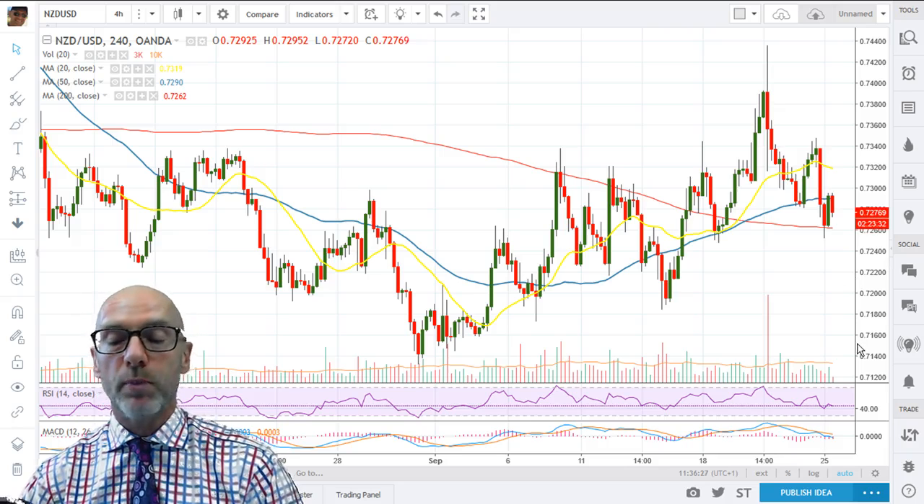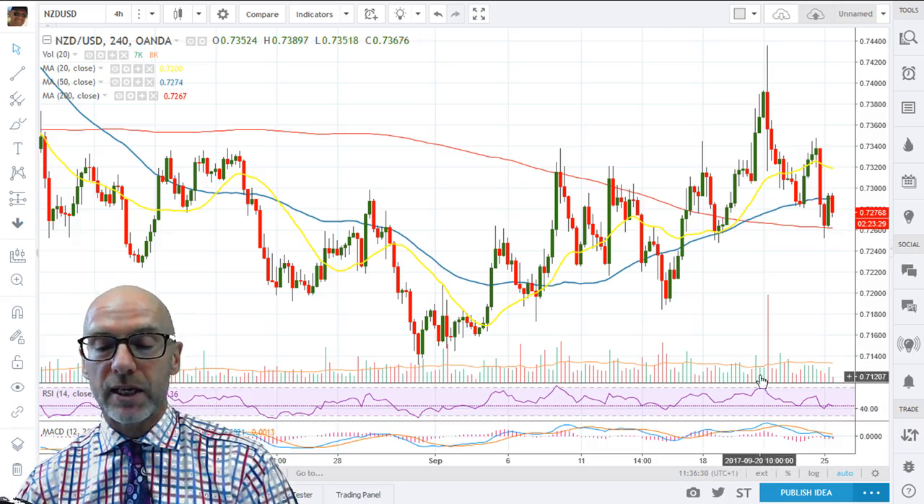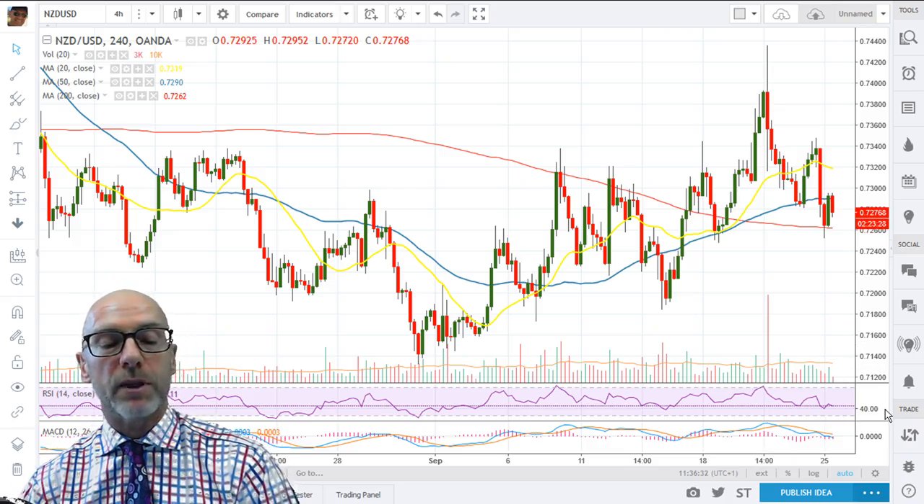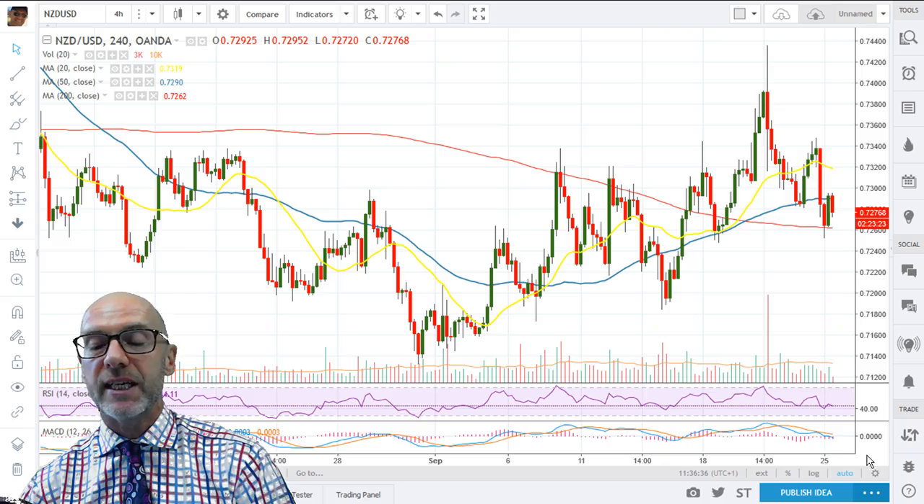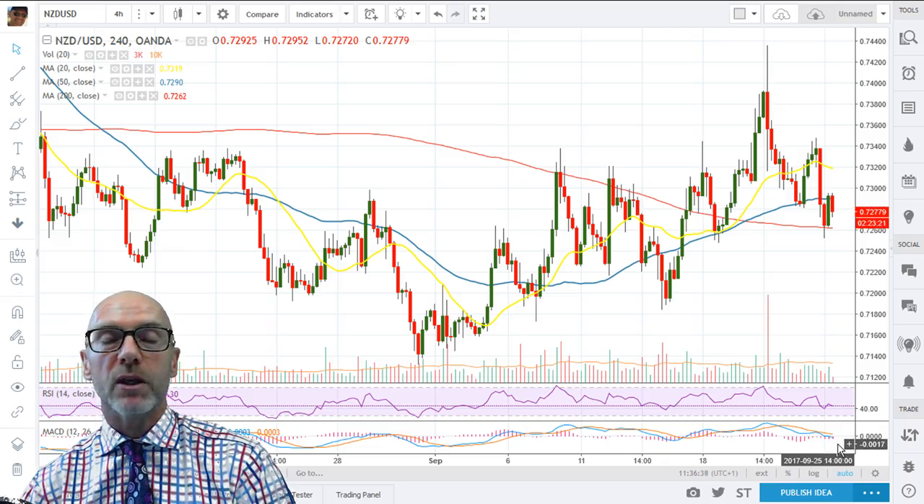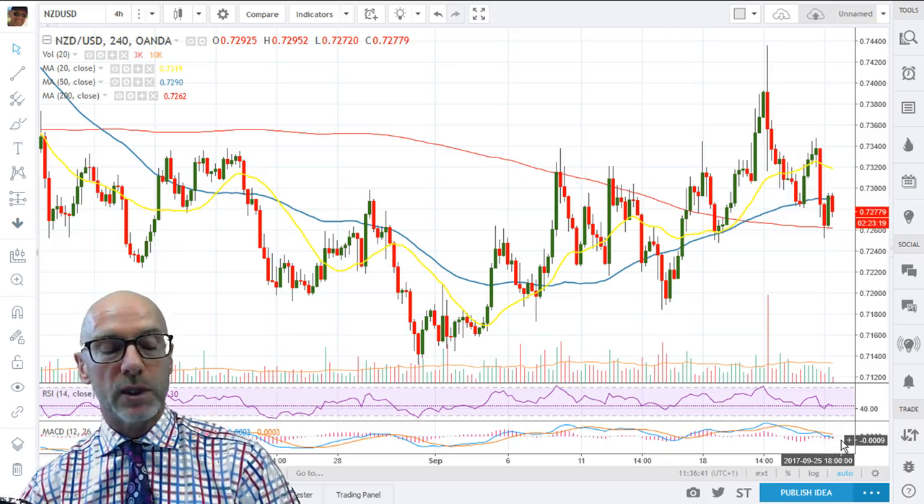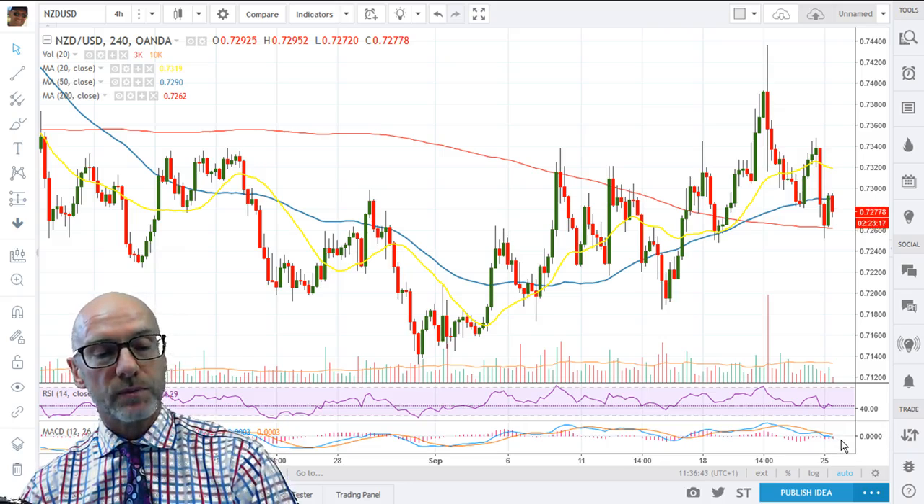Again, there's no positive momentum. Look at the RSI in a downtrend, back below 50, at 44.11, and the MACD as well is now moving back below zero, and the short term is below the longer term.